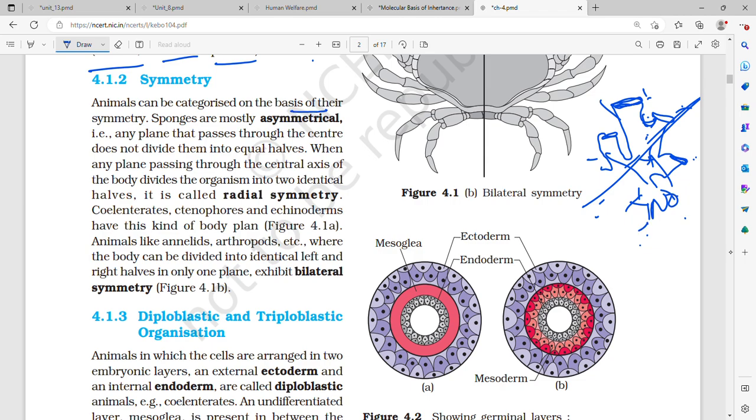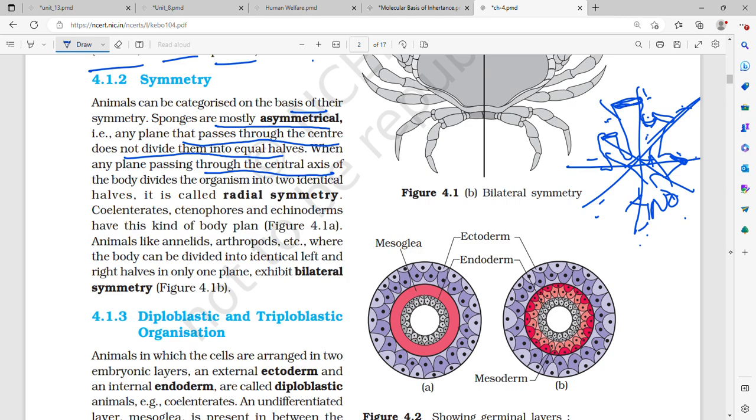Animals can be categorized on the basis of their symmetry. Sponges are mostly asymmetrical. Any plane that passes through the center does not divide them into equal parts. No matter how many planes you pass through, the two halves are never going to be equal. So therefore, they are asymmetrical in nature. So your poriferans are asymmetrical in nature.